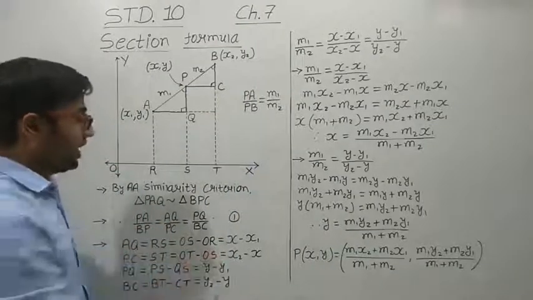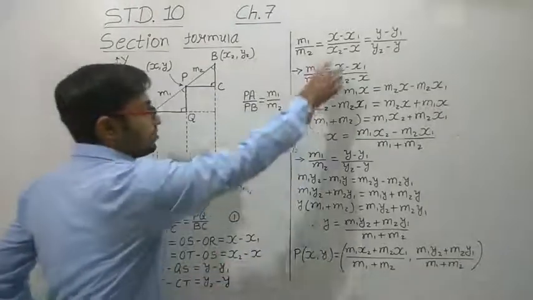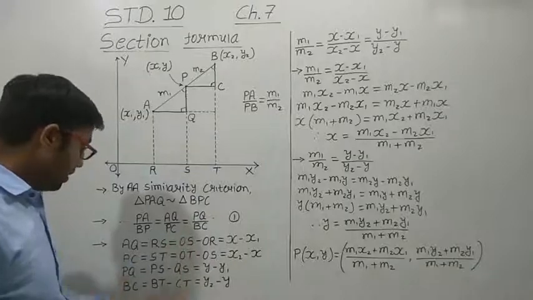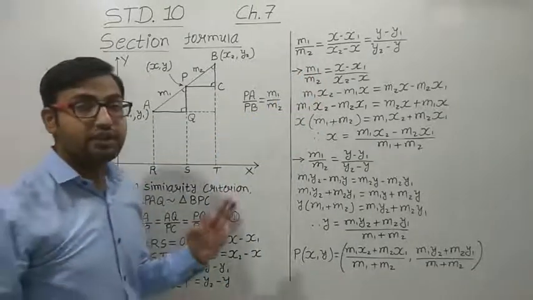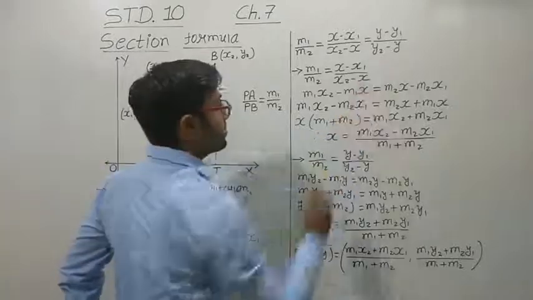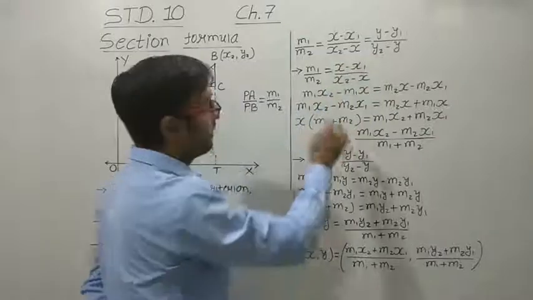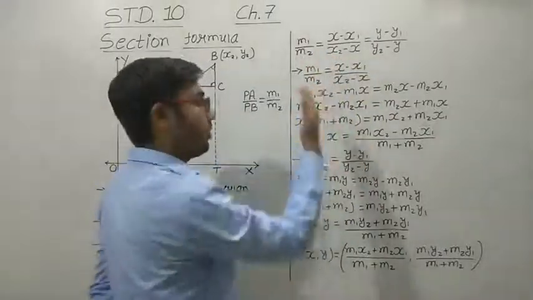AQ is X minus X1. PC is X2 minus X. PQ is Y minus Y1, and BC is Y2 minus Y. So here we have three equalities: this equals this and this equals this. All three are equal.